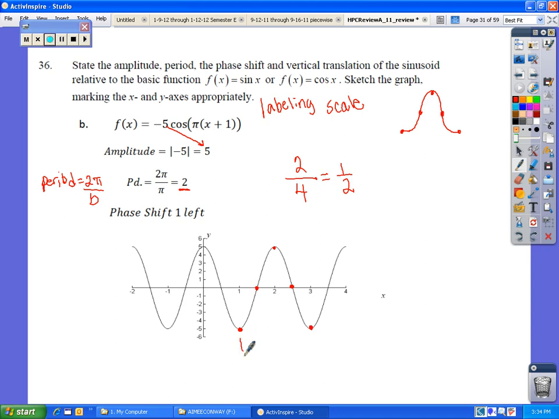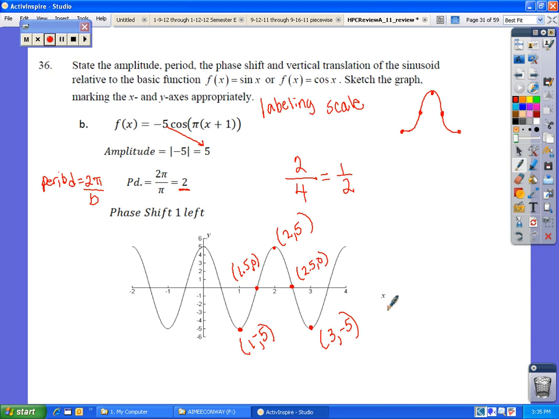You're also going to want to label these critical points. So 1, 5, and again the 5 comes from your amplitude. This is not shifted up or down with your value of d, so therefore your midline is going to be along the x-axis, and you're going to go 5 up and 5 down. That's going to determine your top and bottom of the function. So 1, -5, then 1.5, 0, and then 2, 5, and then 2.5, 0, and then finally 3, -5. Oops, I just realized I should put a -5 here as well.